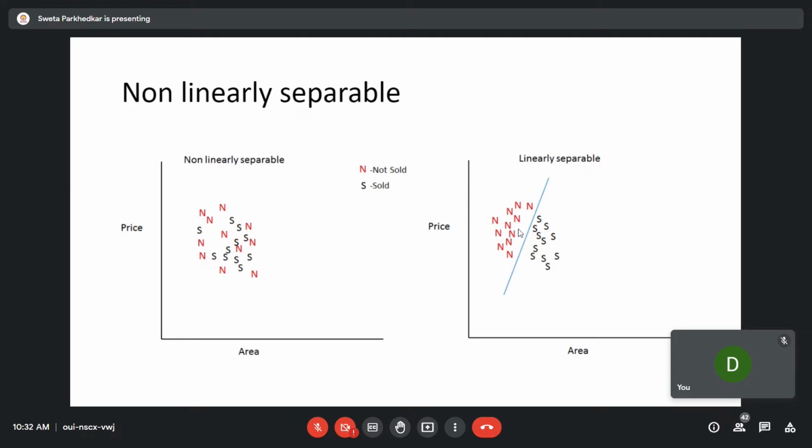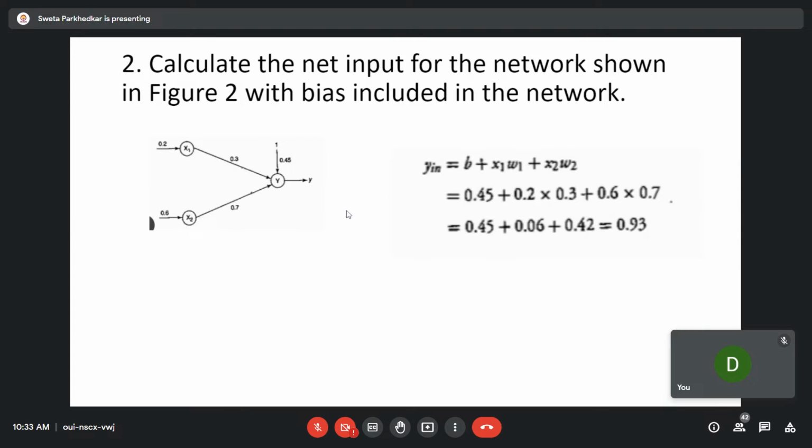So when the problem is linearly separable, you can use a SLP architecture or SLP algorithm, single layer perceptron. Okay, non linearly means you draw any line from here and you cannot classify whether this is male or this is female, like that. So it's about the threshold value.